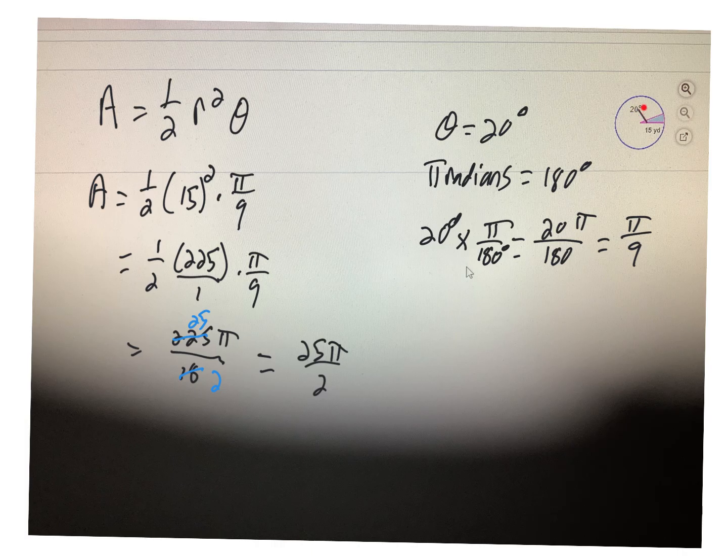Theta has to be in radians and it's given in degrees. The angle is given as 20 degrees. Pi radians equal 180 degrees, so to convert 20 degrees to radians, you multiply by pi over 180.